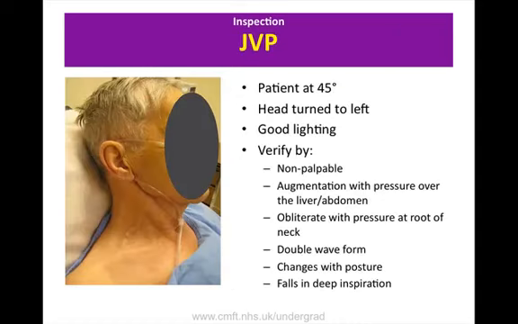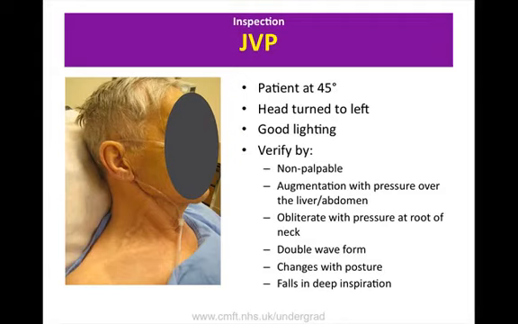When assessing the JVP, the patient should be sitting at 45 degrees with their head resting back on a pillow and turned slightly to the left. In this position, the right internal jugular vein should just be visible between the two heads of the sternocleidomastoid. Make sure there is a good light source. The JVP is raised if the vertical height of the pulse above the sternal angle is greater than 4 centimeters.